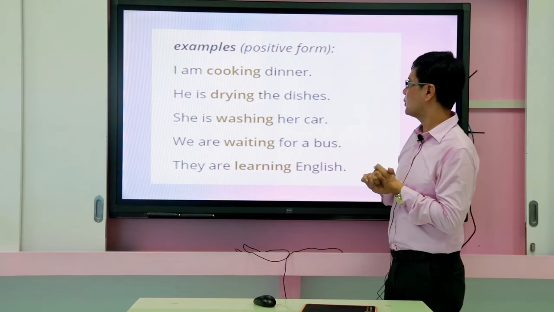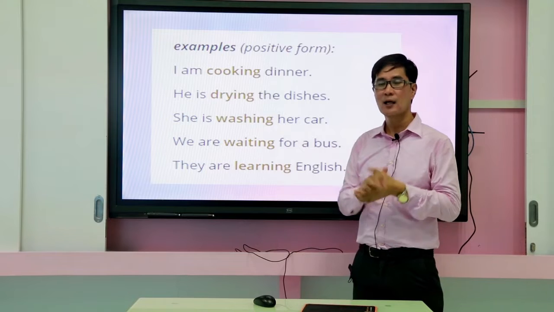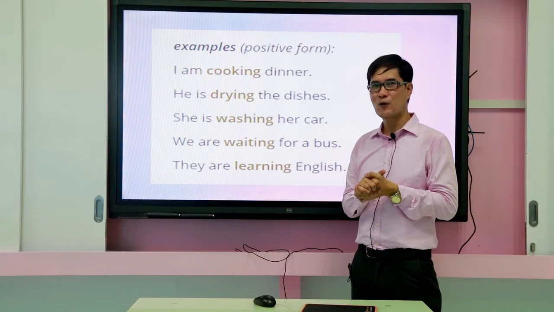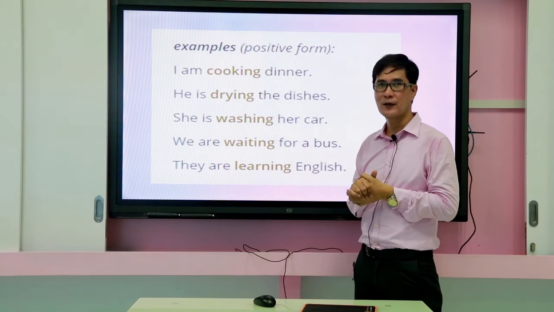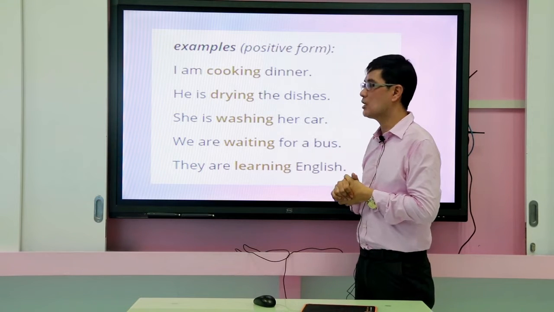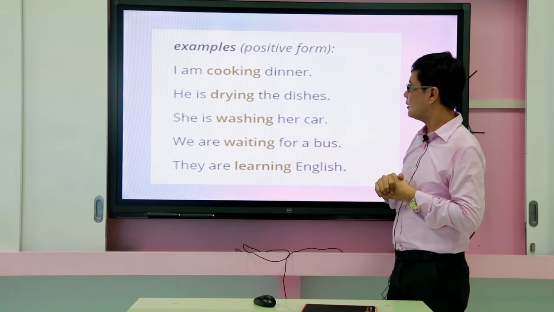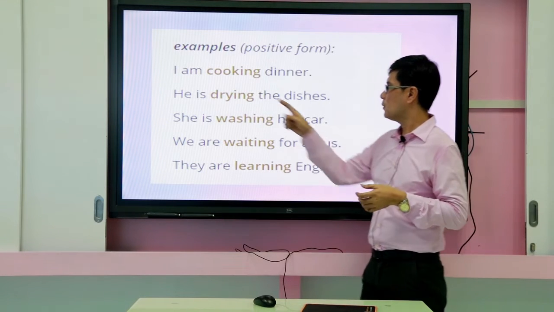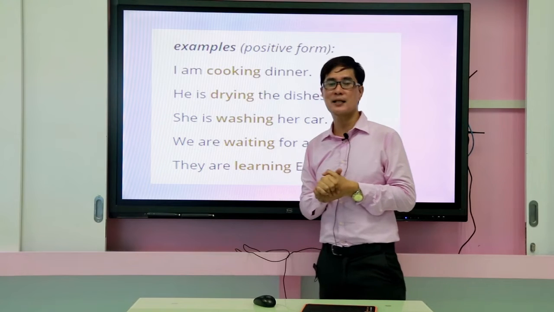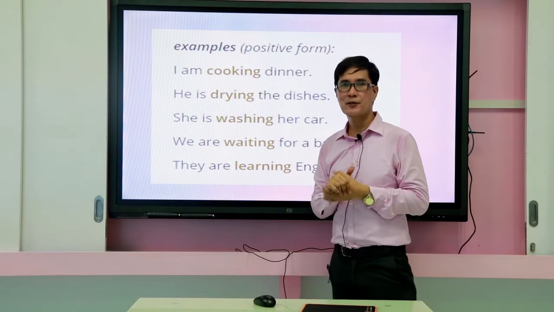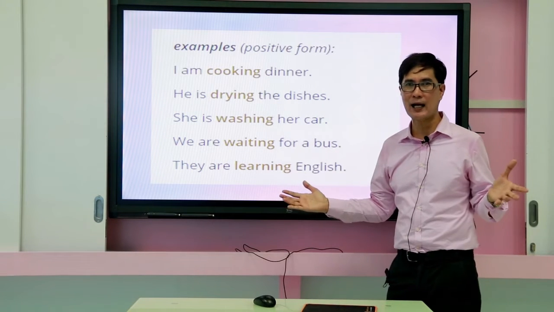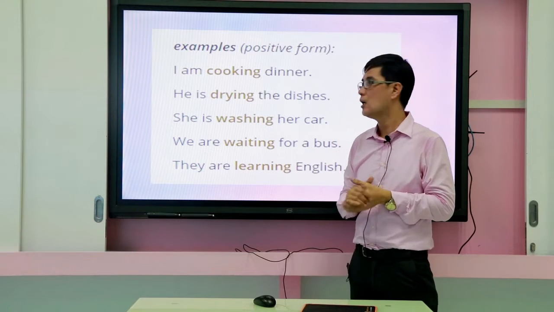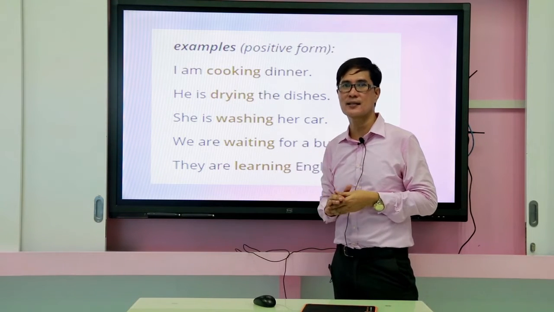Okay? So I am cooking dinner right now. So the subject, make sure that you understand always the subject right here, the auxiliary verb, and of course the main verb. Okay? So we're using the ing, the cooking. He is drying the dishes. She is washing her car. So look, we have the linking verb that is being used after the main verb right here. So we can use a pronoun, the he, she, it, they, or we can specify the real names right here as the subject for your sentence.